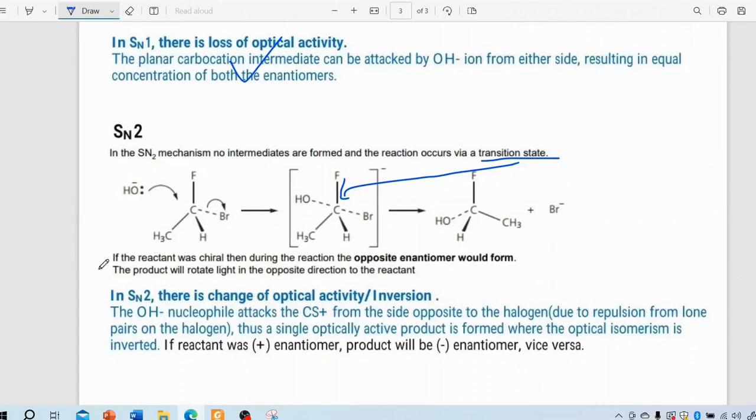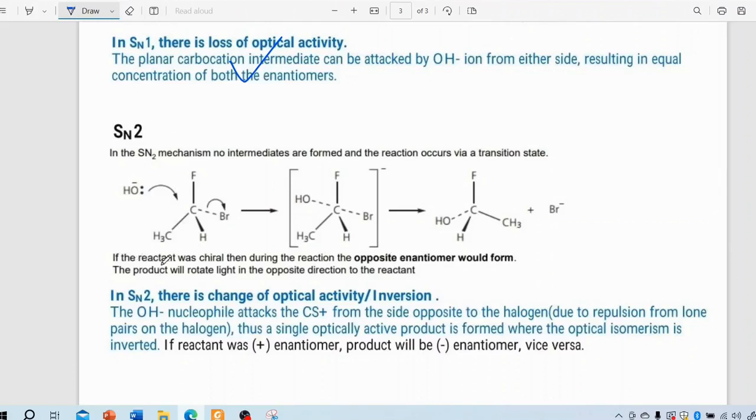So if the reactant was chiral, yes, this is obviously chiral, this is obviously an optically active halogenoalkane reactant, then during the reaction, the opposite enantiomer would form. I will explain this stuff. No chemistry teacher on planet Earth, you name it, no internet notes will explain this stuff, but I will.